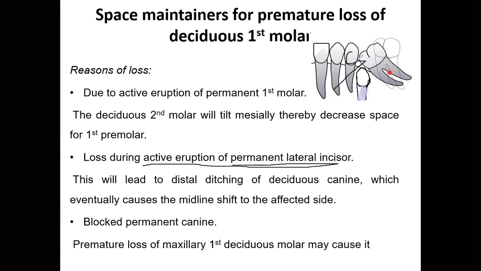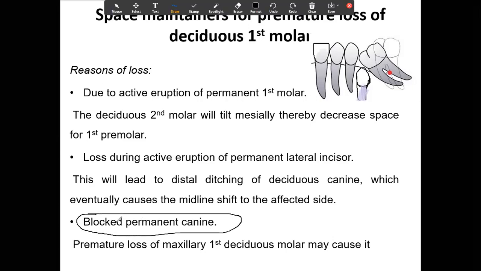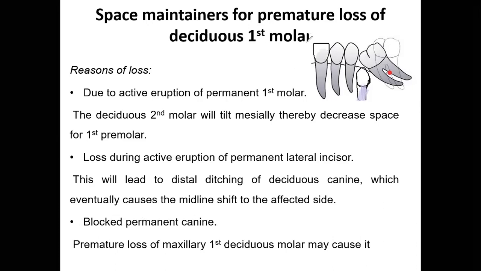Due to that distal tilting, this space was lost again, and not only is the space lost, but the midline is shifted to the affected side. Okay, and blocked out permanent canines may again be the reason for the loss of the space. So these are all the conditions which may arise due to the loss of a deciduous first molar.